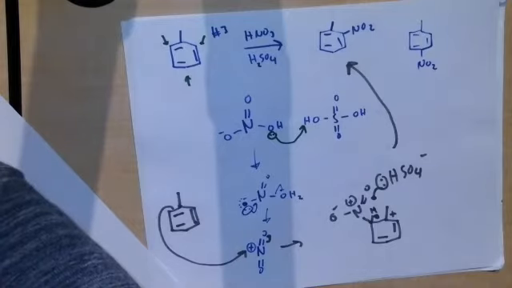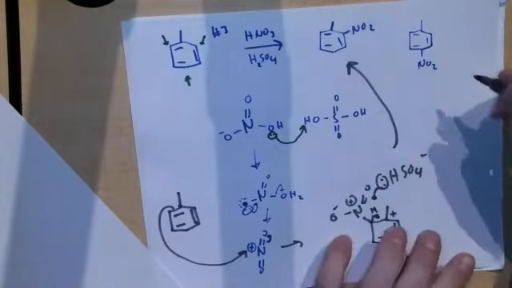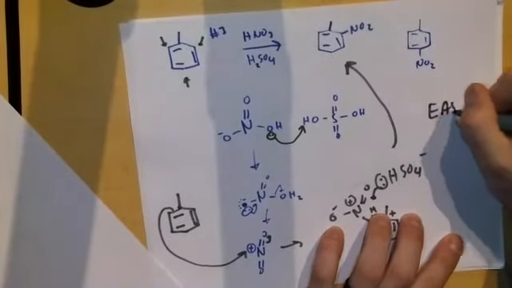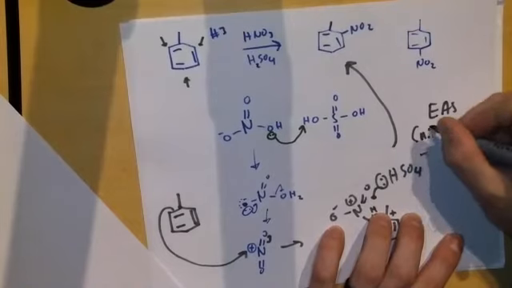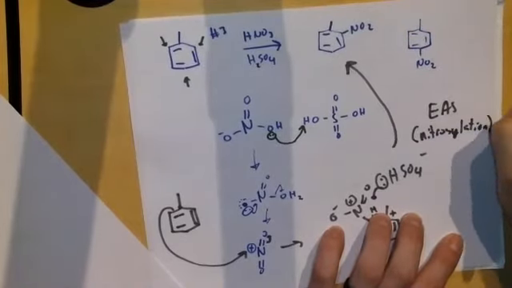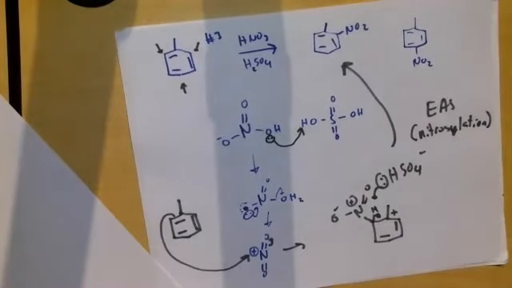Someone asked, what is this mechanism called? This is EAS. This one specifically is nitrosylation. The other one was sulfonation, and you have bromination and chlorination. Just whatever you're adding with -ylation at the end.